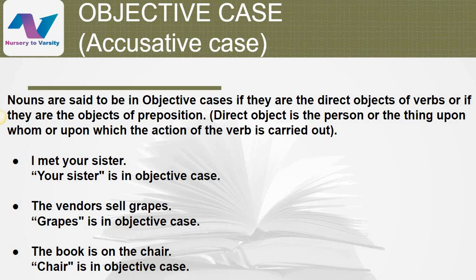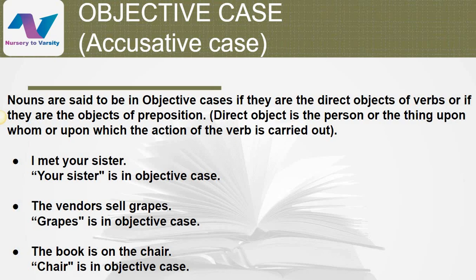One more example is the book is on the chair. Again, the book is the subject of the sentence, and the rest of the sentence is on the chair. And as we have indicated in our direct object specification, this is all about upon whom or upon which. So the book is on the chair. So here chair is again a direct object, and that is the reason it is in objective case.